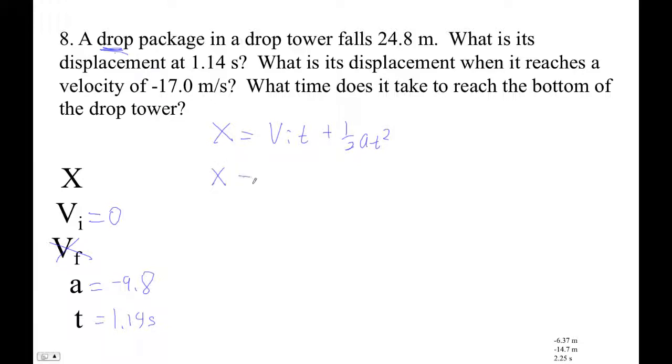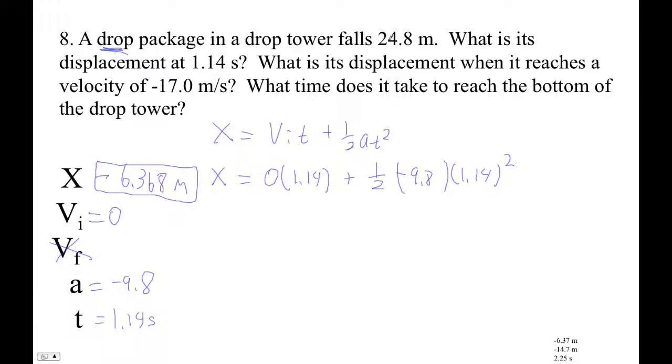So x is equal to 0 times 1.14. Now, I hope you understand that that's just 0. I'm just writing it in to be all formal. Plus 1/2, the acceleration is negative 9.8, and then the time is 1.14, and we don't forget to square that. Okay, so here we go. I'm just going 0.5 times negative 9.8 times 1.14 squared. So this gives us negative 6.368 meters. That's how far down it is.